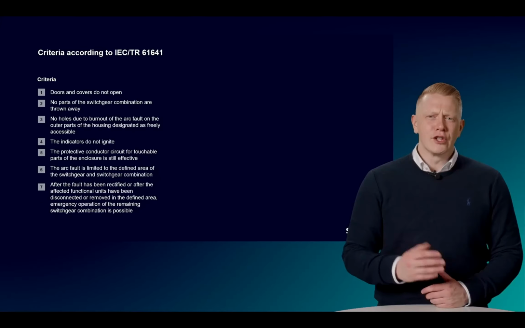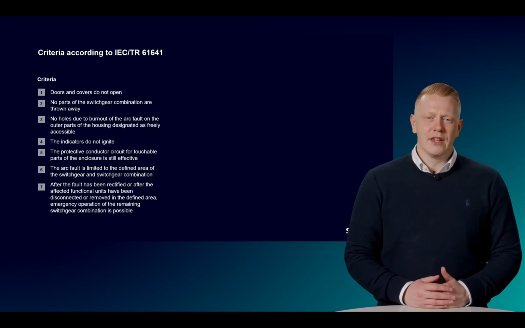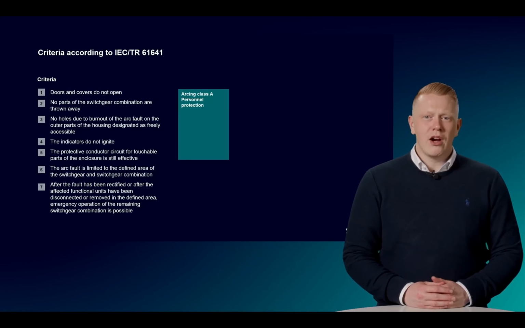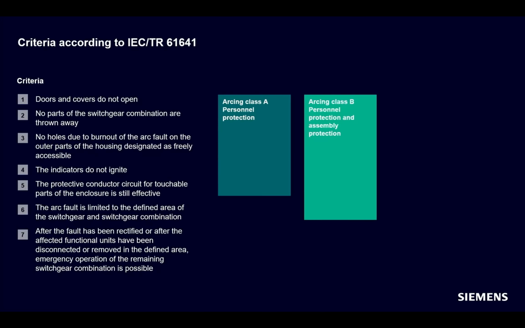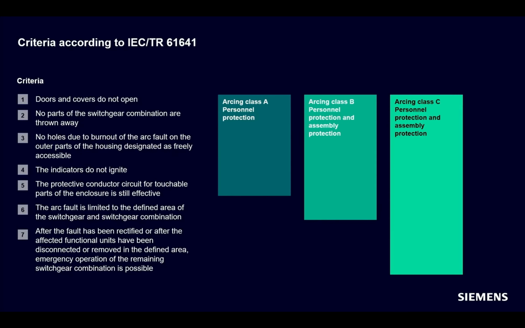In order to be able to describe the whole thing more easily, 4 so-called arcing classes are defined in the technical report. We start with arcing class A. Here, we achieve personal protection under arcing conditions by fulfilling criteria 1 to 5. Arcing class B corresponds to a switchgear assembly with personal and system protection under arc fault conditions that meets criteria 1 to 6. In other words, limit the impact to a certain area. In arcing class C, limited operation as described in criterion 7 is also possible.